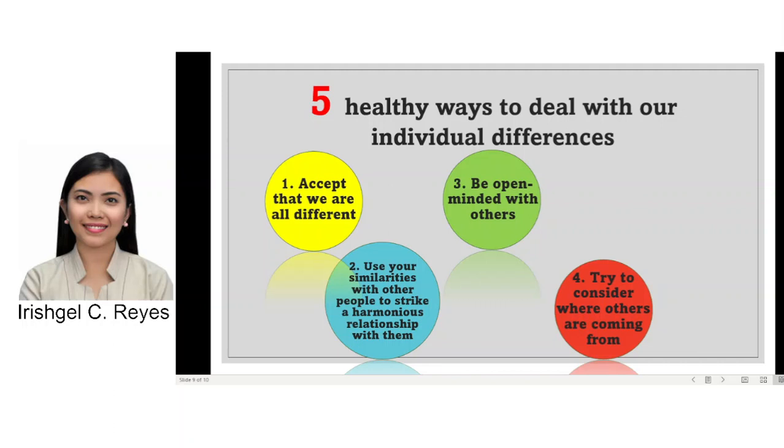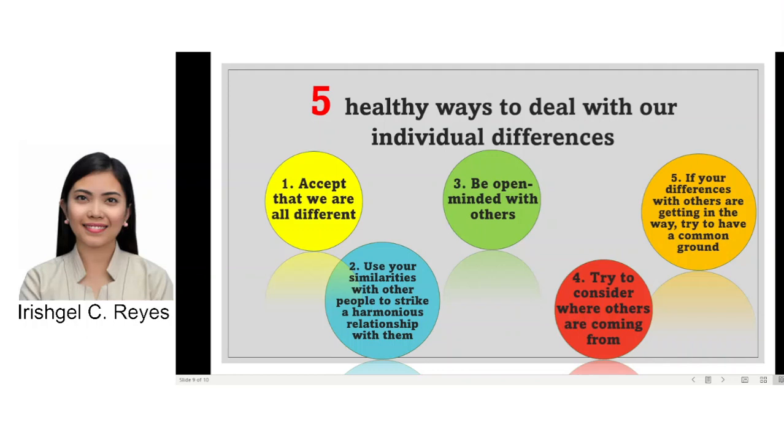Kasi yung ina-act nila na nakikita mo, kumbaga may pinagdadaanan din naman yung ibang tao. So, bago nyo husgahan ang isang tao, at least kilalanin muna natin sila at saan sila nanggagaling. Okay? And lastly, if your differences with others are getting in the way, try to have a common ground.